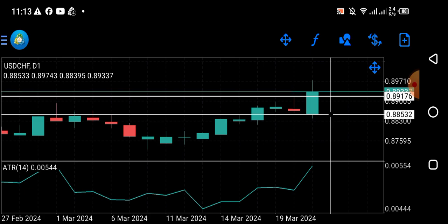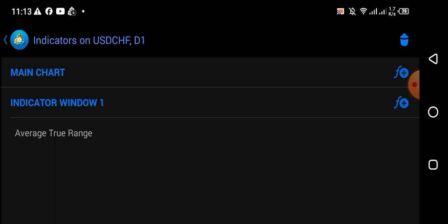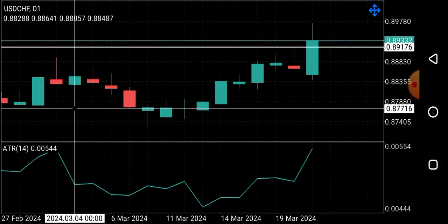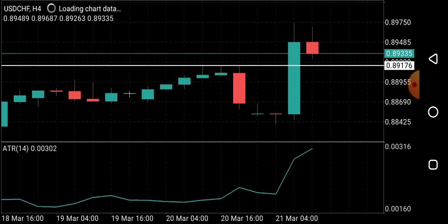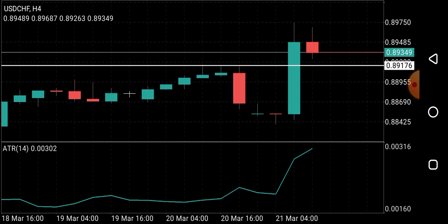Okay, so let's go down to 4 hour, 1 hour, 15 minutes to identify the pattern that we have on the chart right now. On 4 hour, what do we have? If the current 4 hour candle closes as a shooting star or a spinning top, that will be the right time to start selling USDCHF because it has delivered above the weekly average true range value and also above the daily average true range value.